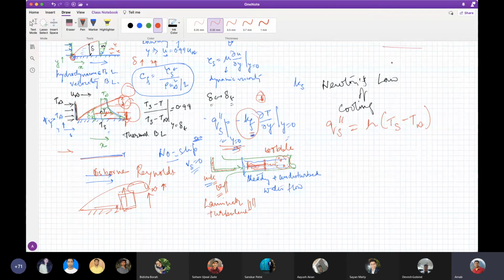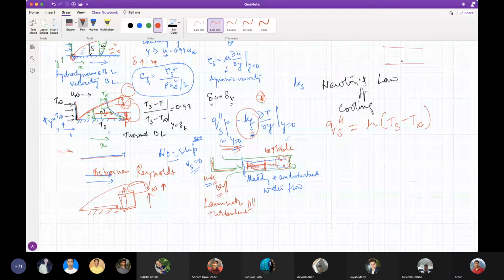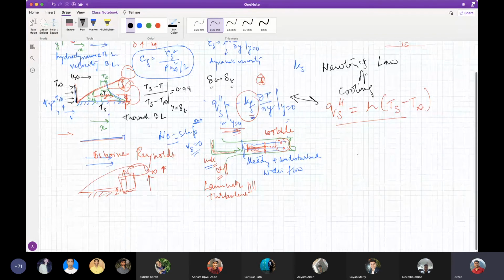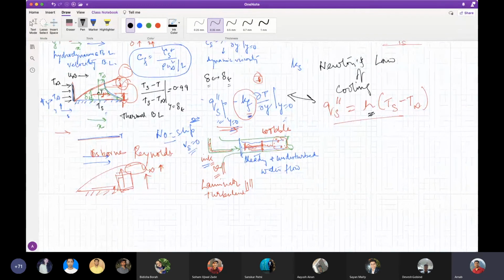You have liquid where this is your Ts and this is T infinity. The heat transfer by convection, you can write Newton's law of cooling. Fine? Agreed? So we equate these two now. And our objective was to find this value.